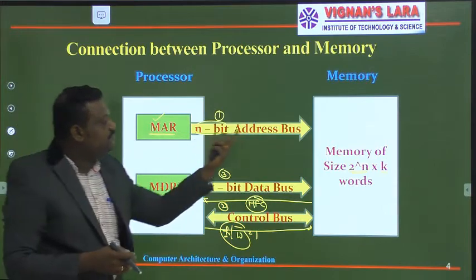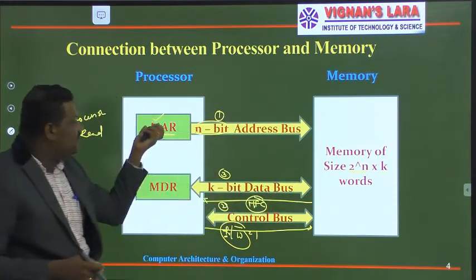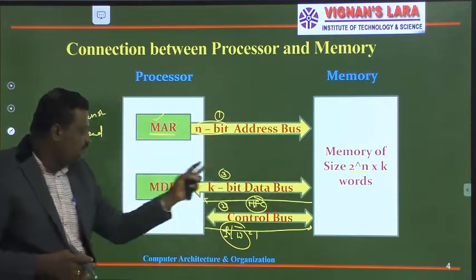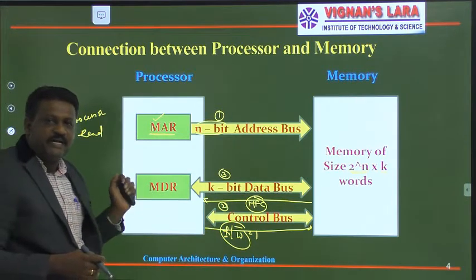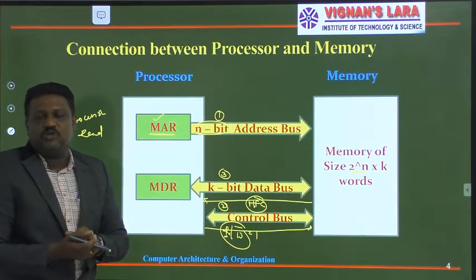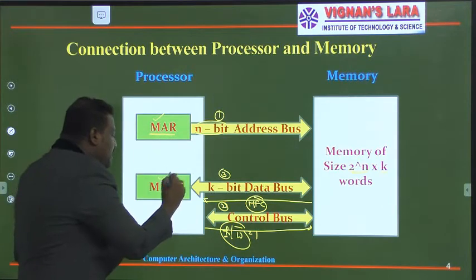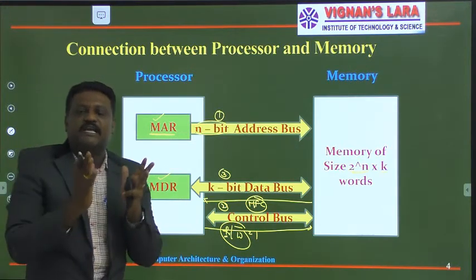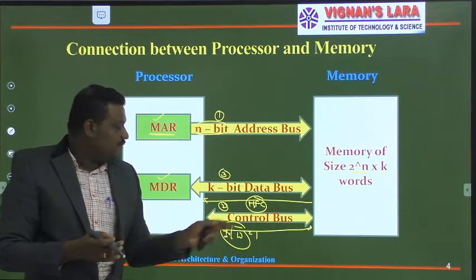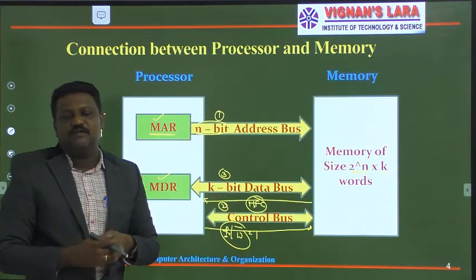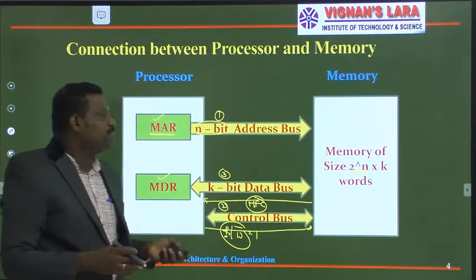Whatever data we are going to read from the MAR specified location, that data was copied onto this memory data register MDR. So with the help of MAR and MDR, our processor can communicate with memory with the help of control signals. That you have to remember.